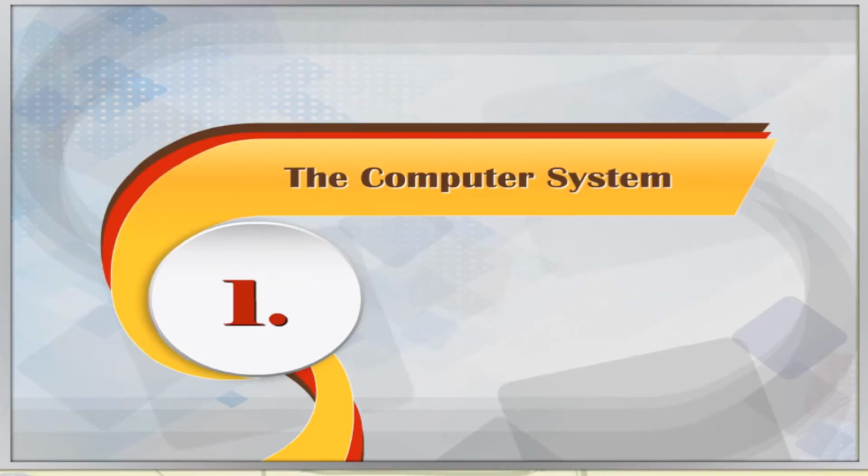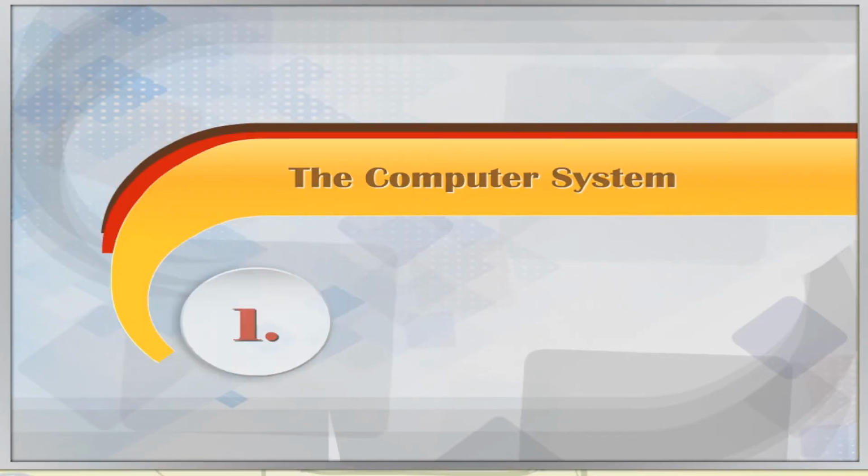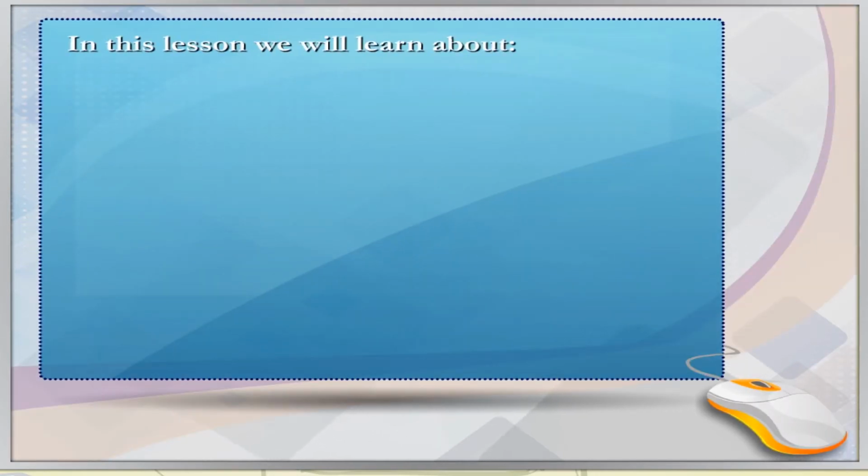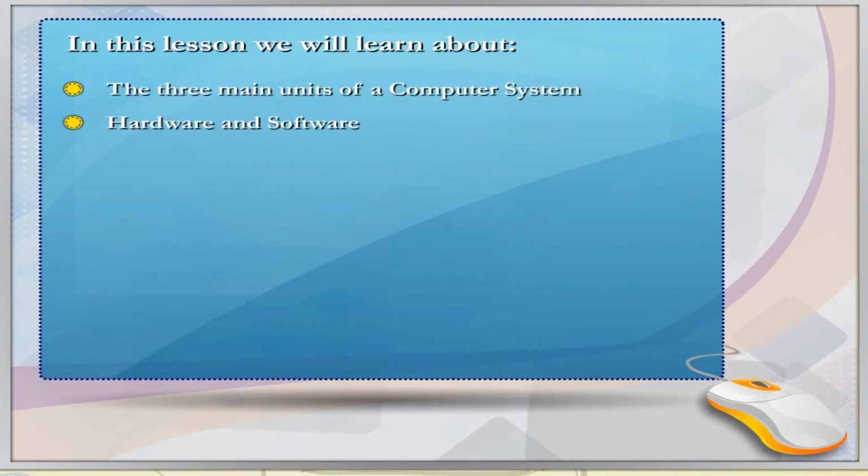Chapter 1. The Computer System. In this lesson, we will learn about the three main units of a computer system: hardware and software, secondary storage.